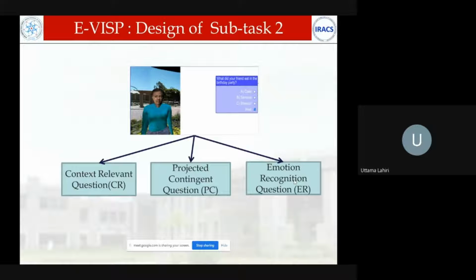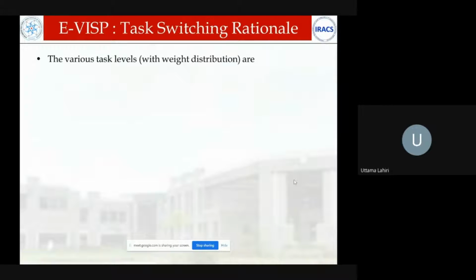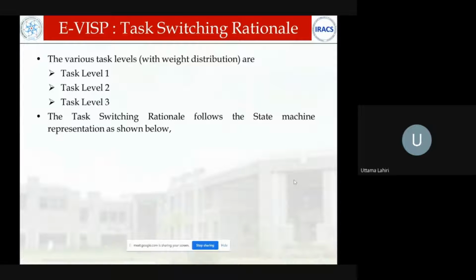That is the projected contingent question. And the other is the emotion recognition question, where the avatar asks, how was I feeling when I was narrating the story? Which is sort of the most difficult part for a child with autism. And then they were combined together with different weightage factors to design tasks of different difficulty levels. So these tasks were of 3 levels: task level 1, 2, and 3, which I call TL1, 2, and 3.